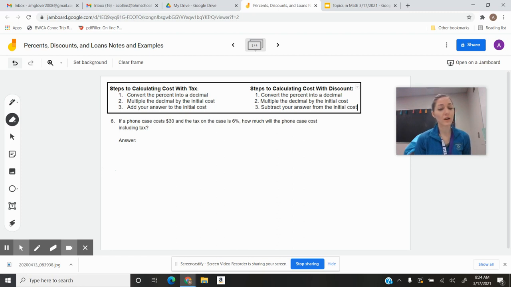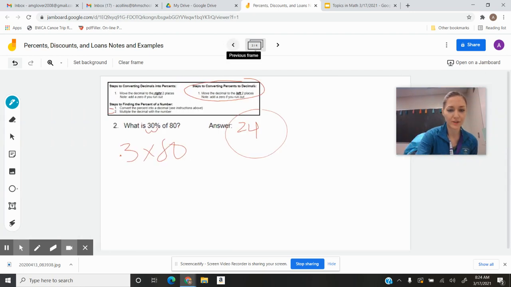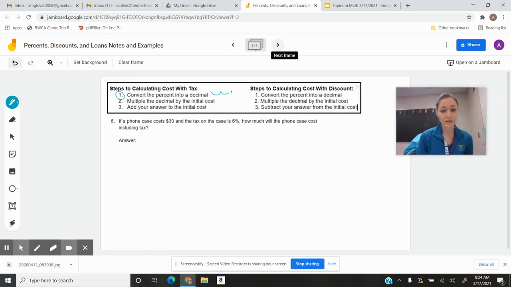So when you are calculating the total cost, including tax on an item, the first thing that you have to do is convert your percent into a decimal. And remember, we do that by moving our decimal point 2 to the left. Okay, I'll just go ahead and put that little visual right there. And if you forgot that step, remember the last section has that step for you.